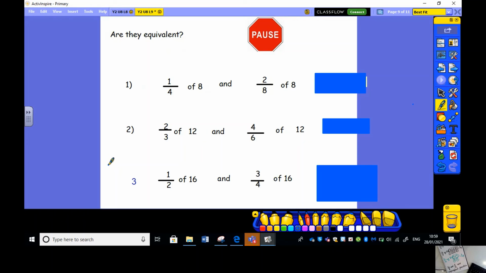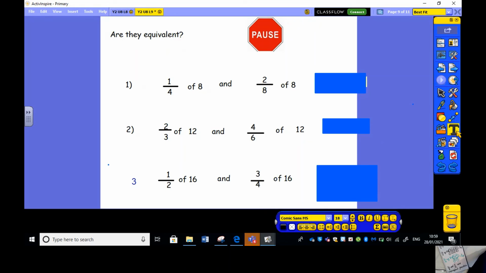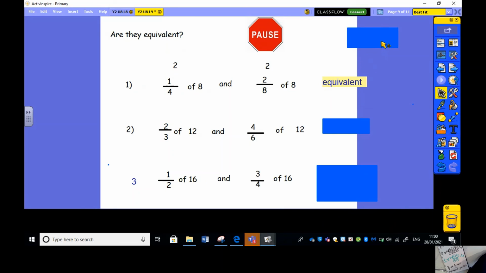Well done. I wonder how you did. Let's see if you got these 3 questions correct. Well, 1/4 of 8 you should have found to be 2. And if you found 2/8 of 8, it was also 2. That means 1/4 of 8 and 2/8 of 8 are equivalent. So well done if you worked that out.